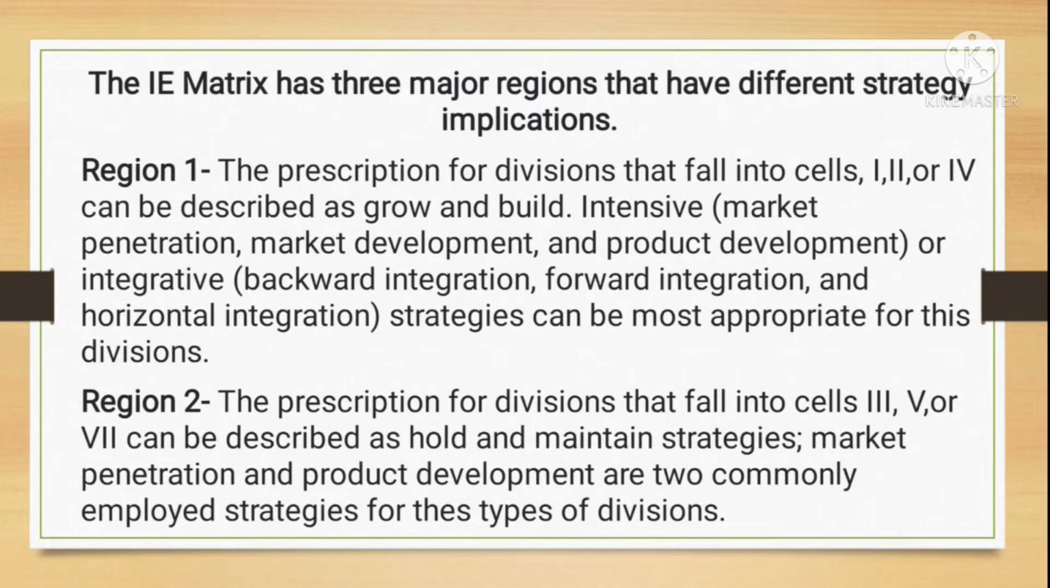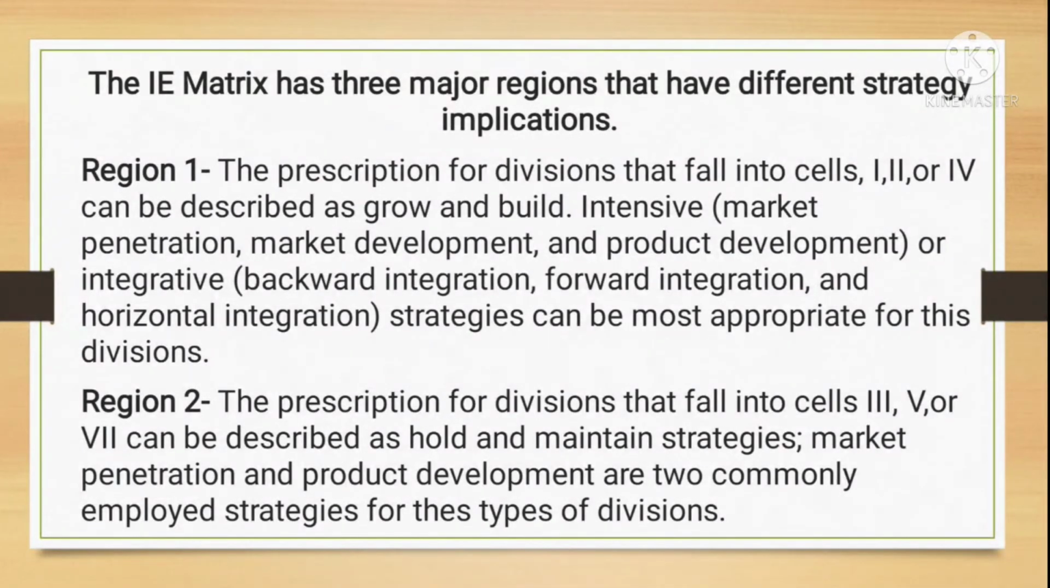The IE matrix has 3 major regions that have different strategy implications. Region 1, the prescription for divisions that fall into cells 1, 2, or 4 can be described as grow and build. Intensive strategies (market penetration, market development, and product development) or integrative strategies (backward integration, forward integration, and horizontal integration) can be most appropriate for these divisions.